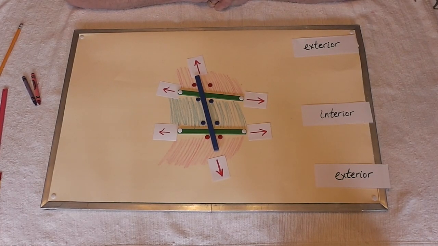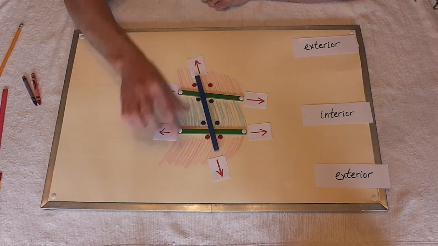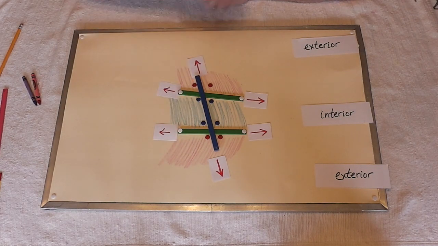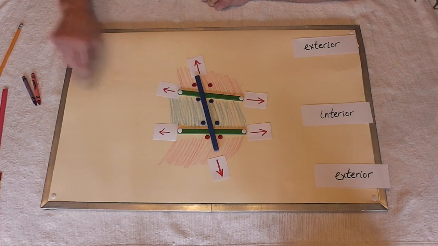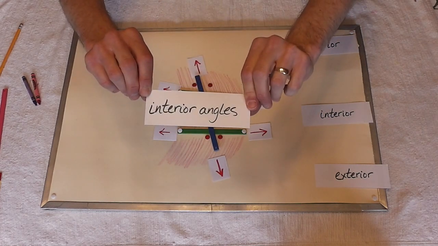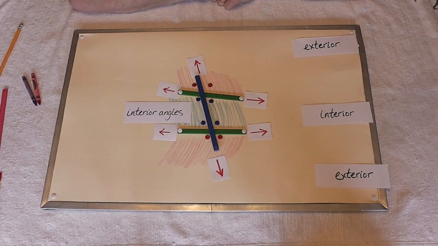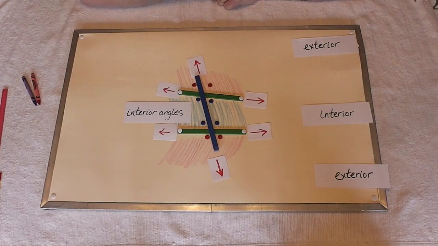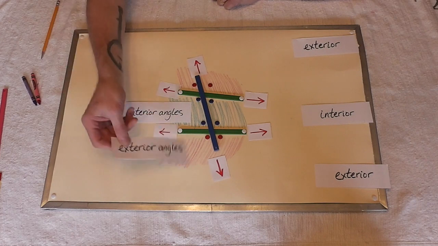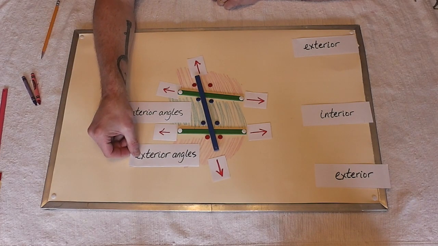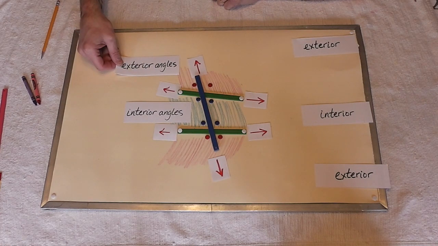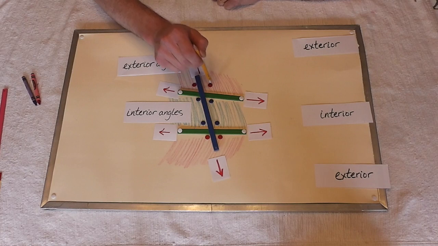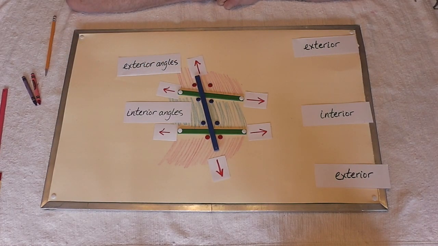So we talked about dividing this plane into three regions, exterior, exterior, and interior. Well, now we can name these angles, and I bet some of you might already be ahead of me. So the blue tacks are interior angles. There are four interior angles. One, two, three, four. And my red tacks are exterior angles. Okay? I have one, two, three, four exterior angles.